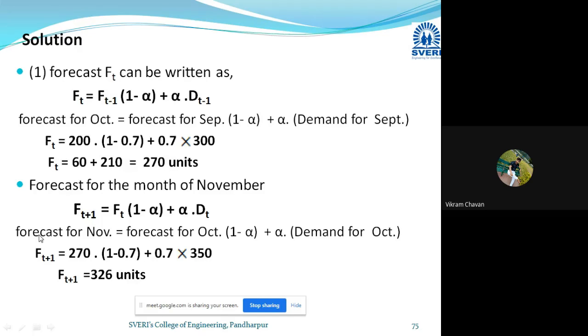Okay, so forecast for November month is equal to forecast for October month into bracket 1 minus alpha plus alpha into demand for October month. Okay, then we have calculated F of t plus 1 is equal to 326 units, which will be the forecasted demand for the November month.